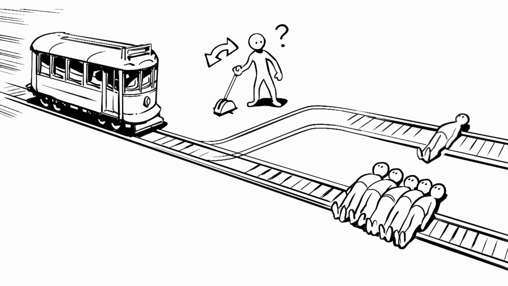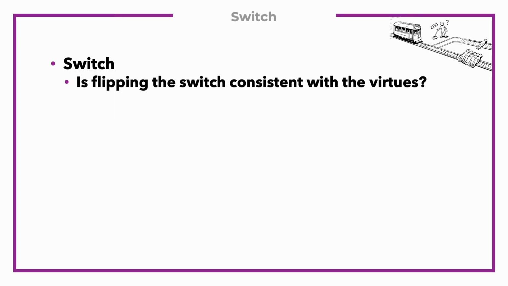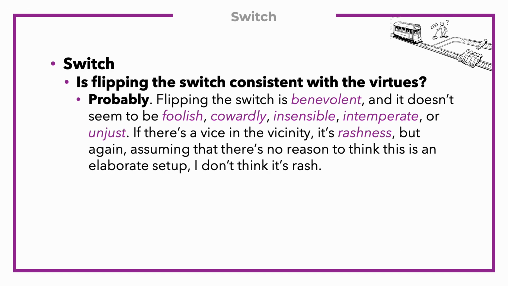Some other examples, the famous trolley problem. Is flipping the switch consistent with the virtues? Maybe I'm giving away some of my biases here, but I think probably flipping the switch is benevolent. It doesn't seem foolish. It doesn't seem in conflict with wisdom. It doesn't seem cowardly. It doesn't seem inconsistent with justice. It doesn't seem intemperate. If there's a vice in the vicinity here, maybe it's rashness or something like that. But assuming that there's no reason to think this is some sort of elaborate setup, then I don't think it's rash to flip the switch.